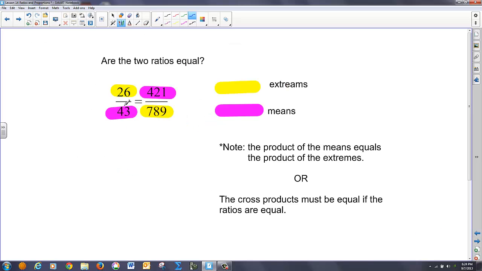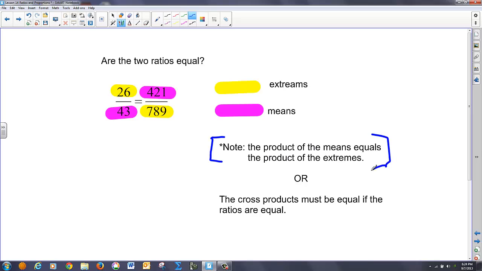How do you tell if you have two equal ratios? Well, you could reduce these. If you can't think of the reducing part, notice the highlights here. There are some special names for these numbers. The numbers in yellow are called the extremes, and the numbers in, I believe that's purple, are means. And there's a little expression, the product of the means equals the product of the extremes.